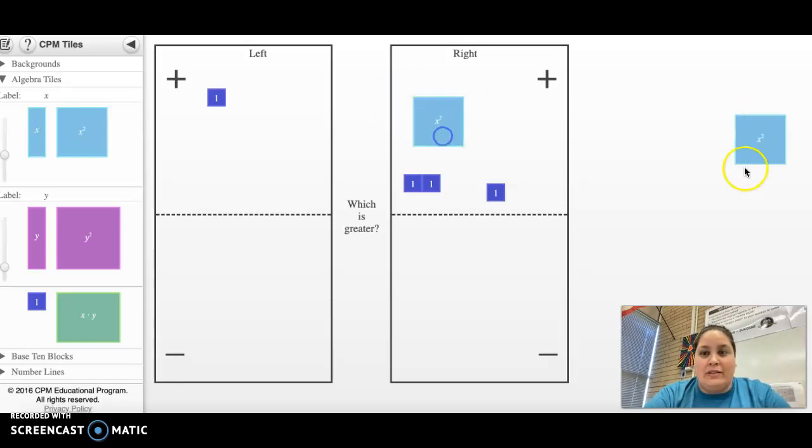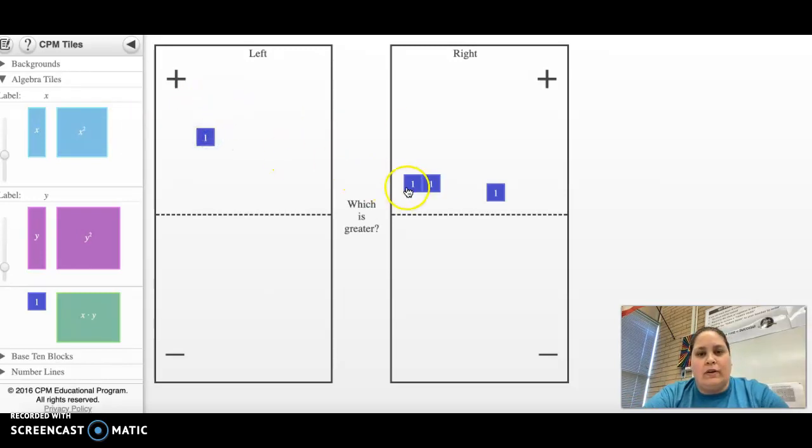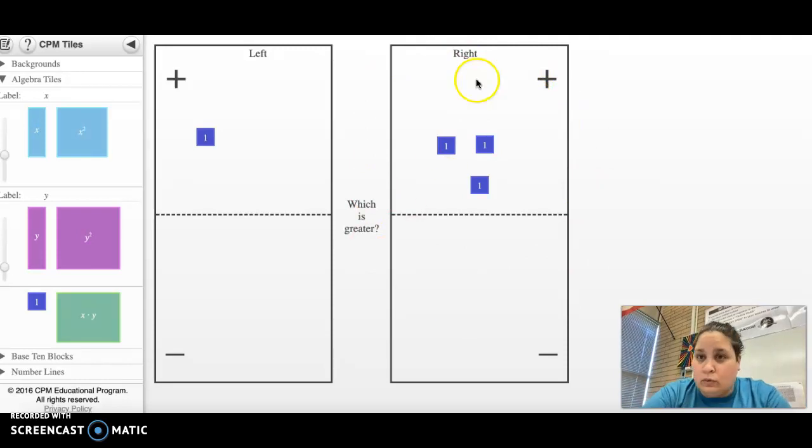Imagine that this is a +2 and that this is a +2. Well, it's still going to be the same amount, so I can get rid of both of those. That's what my 4th rule says. And then I can just look at what I have left. I have 1 over here and I have 1, 2, 3 over here, which means which side is greater? My right-hand side. That's a quick synopsis of the rules.